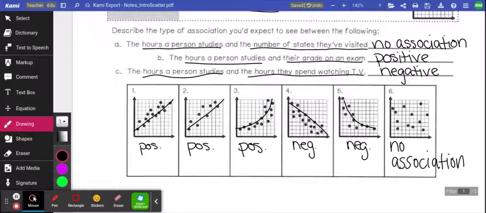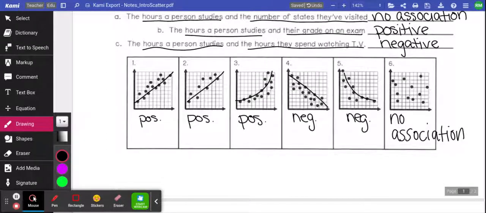Okay, so we have those, but there's also one other thing I want to talk to you guys about besides positive and negative. So a while back, we talked about linear and nonlinear. So I also want you to describe these as either linear or nonlinear. Does anybody remember what linear means or what it looks like on a graph? Has the word line in it. So we're looking for a straight line. So number 1, is it linear or nonlinear? Is it straight? So pretty much you're looking to see if the points are going in mostly a straight pattern. So this would be linear.